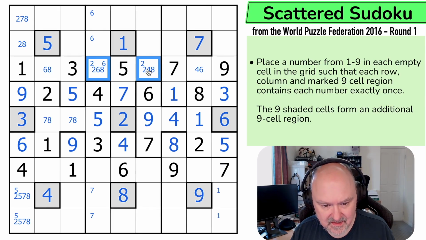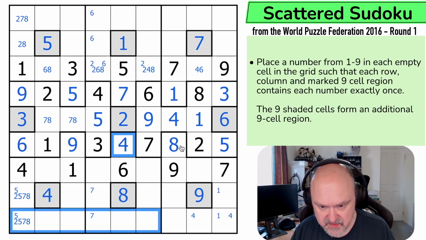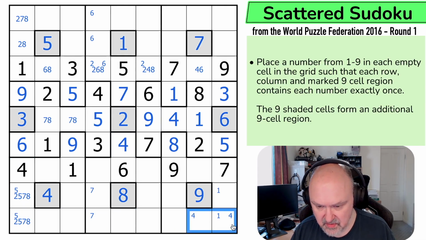This still isn't collapsing, is it? 4 has to be in one of those two because I've already got a 4 in this region, and there's a 4 looking down.